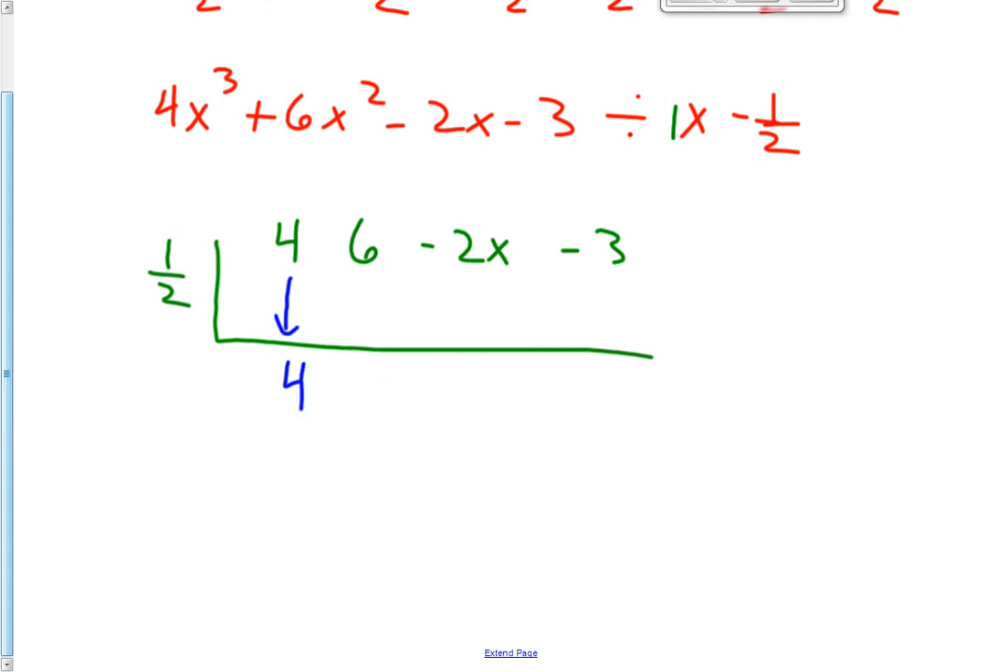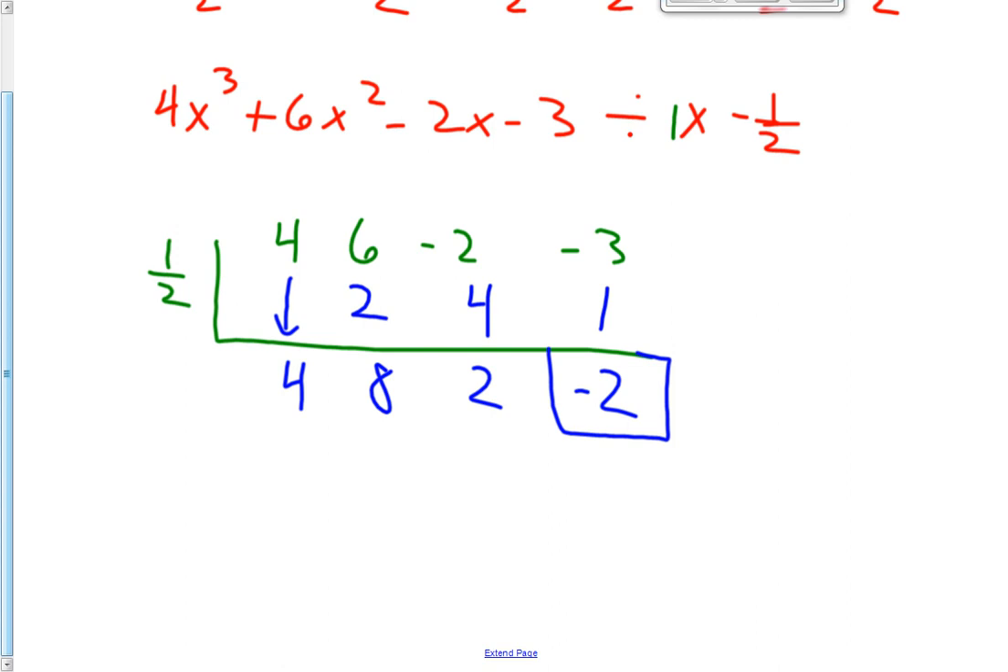So half of 4 is 2. So 2 goes there. Add 6 and 2 and get 8. Multiply 8 times a half. Half of 8 is 4. I don't know what I was doing writing this x right there, sorry. A negative 2 plus 4 is a positive 2. And 2 times a half is 1. And adding up, a negative 3 plus 1, we get a negative 2. Now this, class, is our remainder.